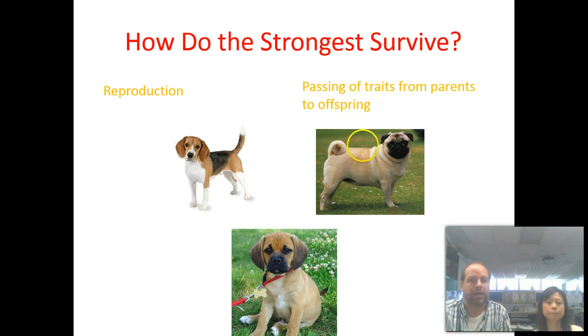So if we have a pug right here, and let's pretend it's a female pug, and we got a beagle right here, and it's a male beagle, if they got together, they would have an offspring, or a baby dog, or a puppy. And this baby dog or puppy would have traits of the mom as well as traits of the dad. If you notice, the pushed-in nose came from the pug, floppy ears came from the beagle, the color looks like it came from the mom or the pug, and the tail is probably from the beagle. So this reproduction is passing of traits, or passing of how things look from the parents down to the offspring.